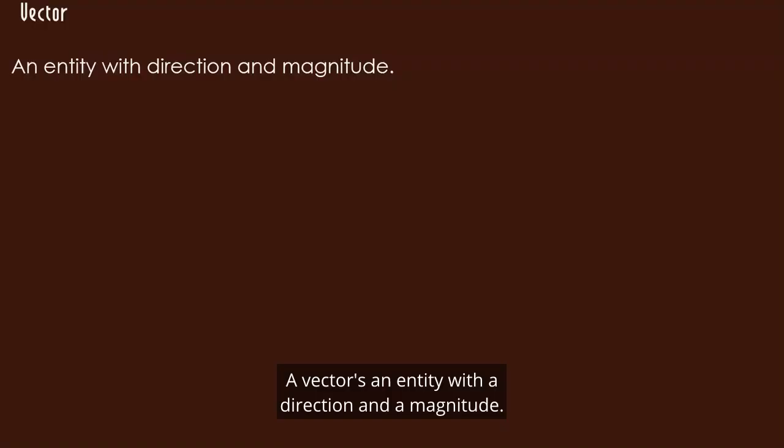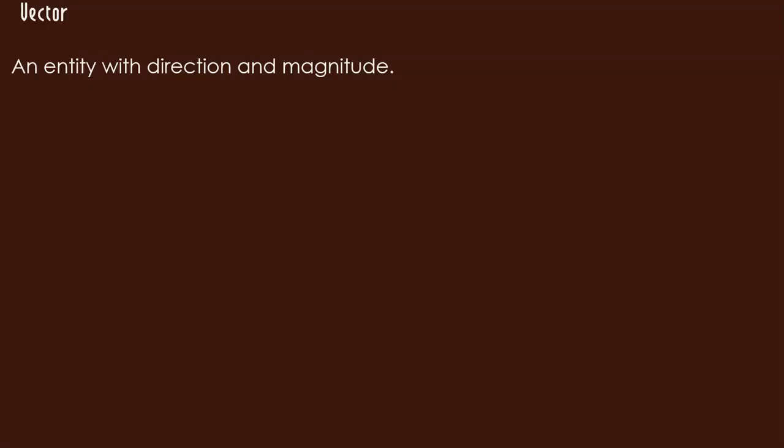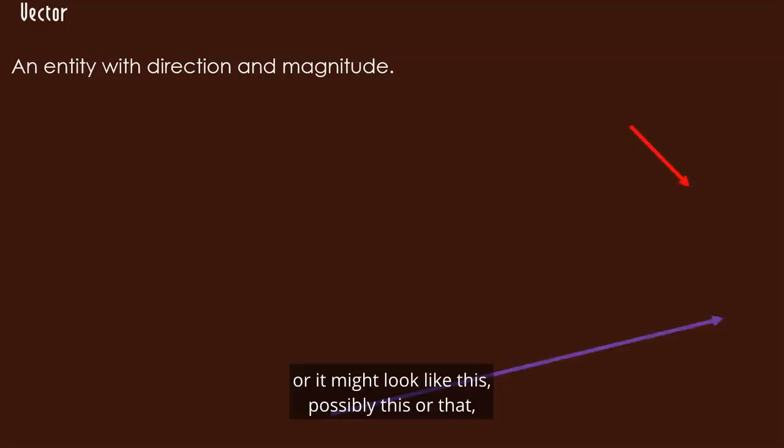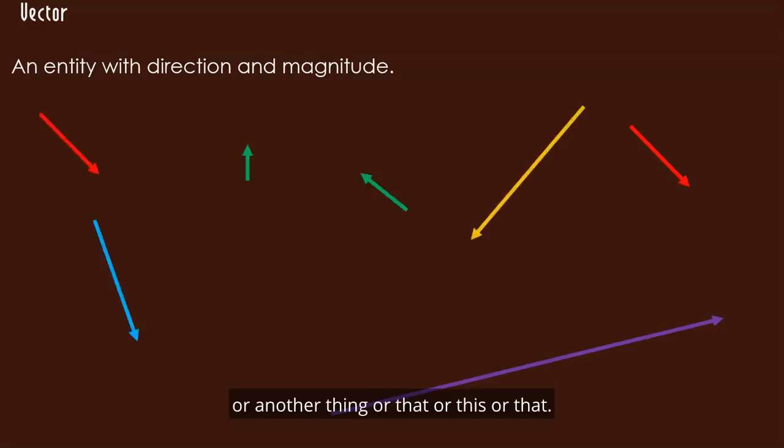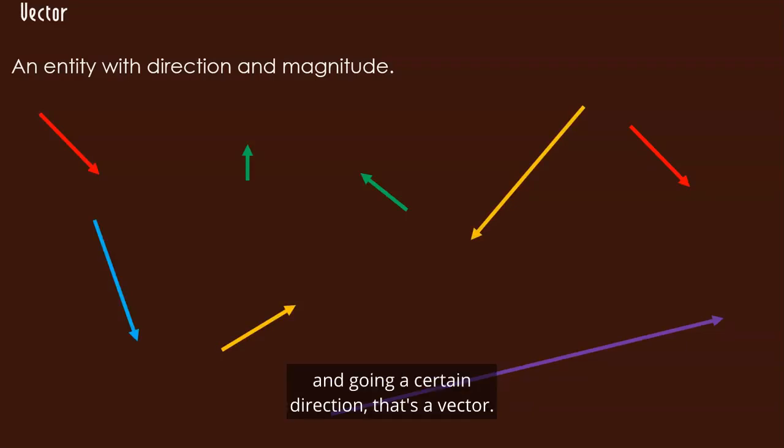A vector is an entity with a direction and a magnitude. We can draw it. It might look like this, or it might look like this, possibly this, or that, or another thing, or that, or this, or that. You draw an arrow with a length and going a certain direction, that's a vector. These are all vectors that are just floating around in space. We want to find a way of describing these vectors.